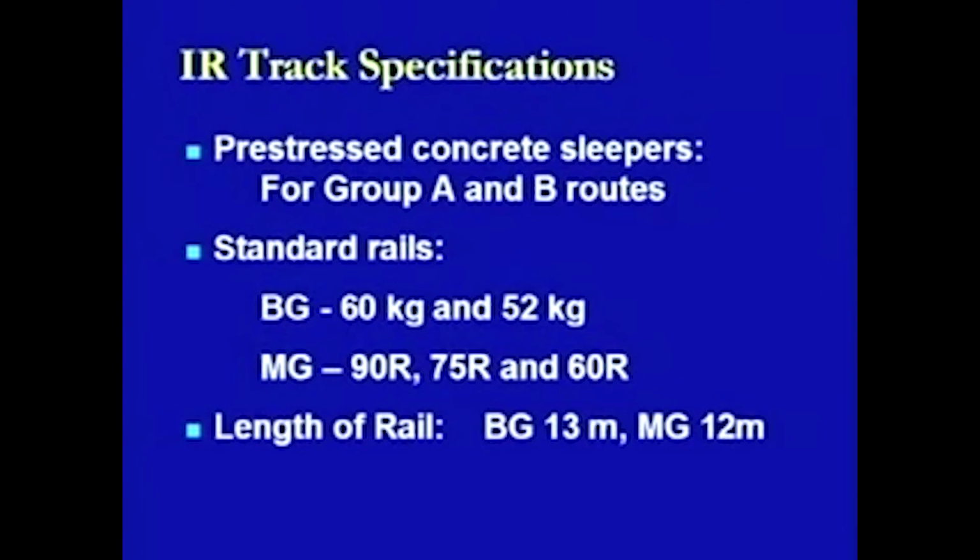The length of the rail is either 13 meter in the case of the broad gauge or 12 meter in the case of the meter gauge. This is the round off value of the actual lengths which are manufactured by the different companies who are manufacturing the rail sections.